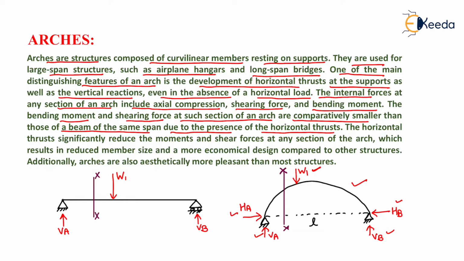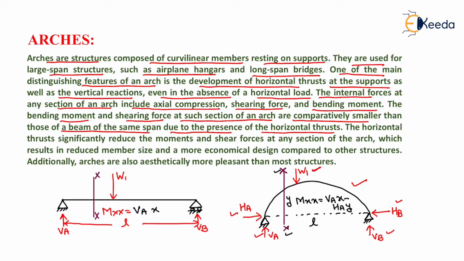I have made a beam here whose span is small l, which is the same as that of the arch. Now if we want to compute the moment at section x, it will be equal to VA into x. If we want to compute the moment in the arch, suppose this distance is y, then it will be equal to VA into x minus HA into y. So the net moment acting on the section XX in case of an arch is less as compared to that of a beam.